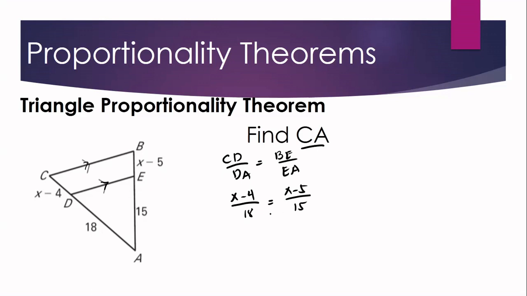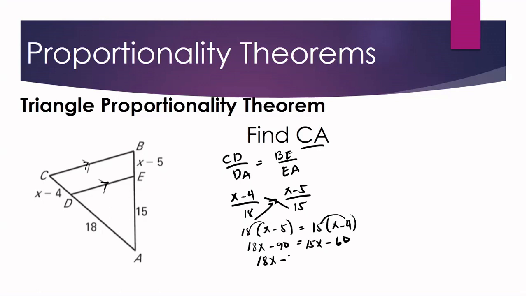So by cross multiplication, we have here 18 multiplied by x minus 5 is equal to, multiply the other one, that is 15 multiplied by x minus 4. Using distributive property, we have 18x minus 18 times 5, that is 90, equals 15x minus 15 times 4 is 60.